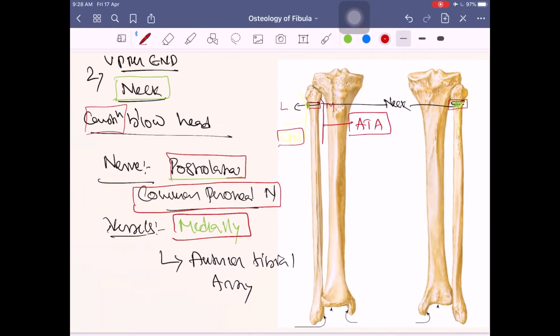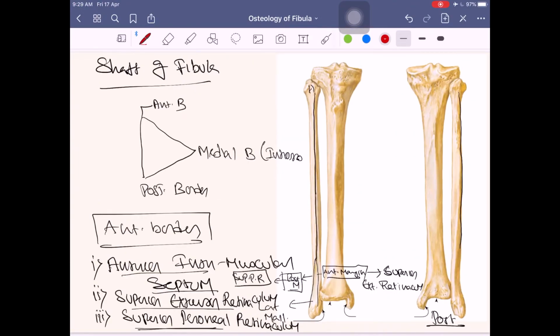Now if we continue further, we'll talk about the shaft of the fibula. The shaft of the fibula has three borders and three surfaces, as we already mentioned. So there is an anterior border. Here you can see the line which is shown. This is your anterior border, medial border, posterior border. We'll talk about the anterior border first. The anterior border is being drawn as a black line, which you can see in the image.